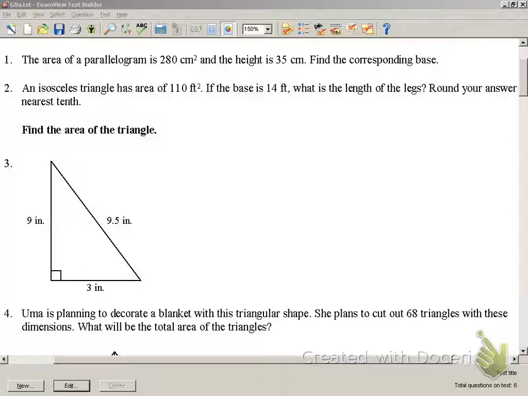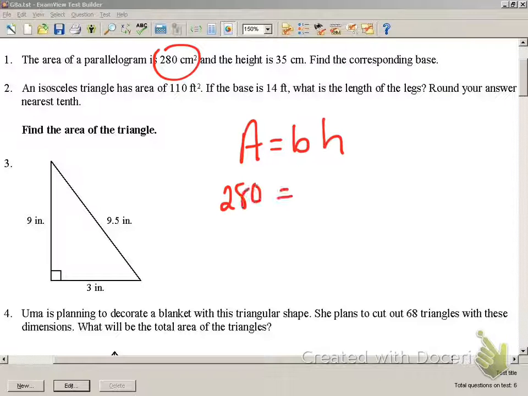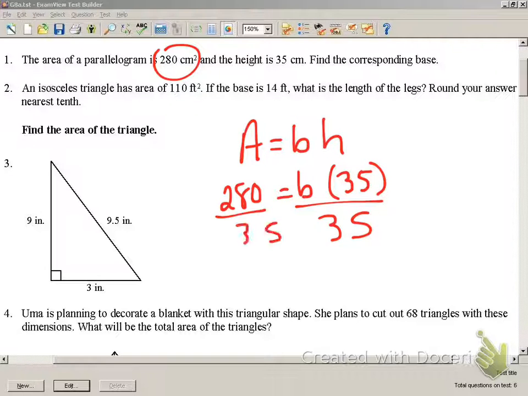Number one, the area of a parallelogram is 280 square centimeters and the height is 35 centimeters. Find the corresponding base. In order to do that, we use the area formula for a parallelogram. Area equals base times height. So I plug in what I know. The area is 280. We're looking for the base. The height is 35. Divide both sides by 35. Therefore, base equals 8. So the base is 8 centimeters.